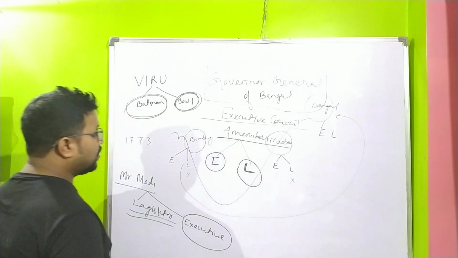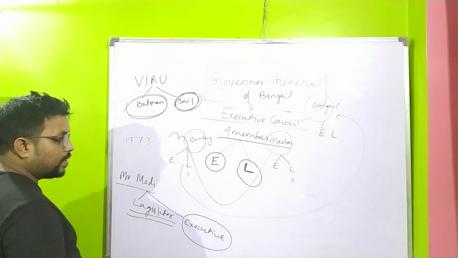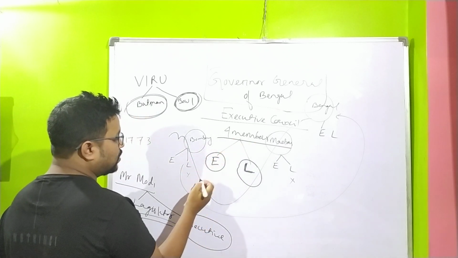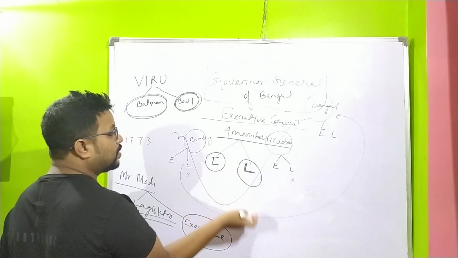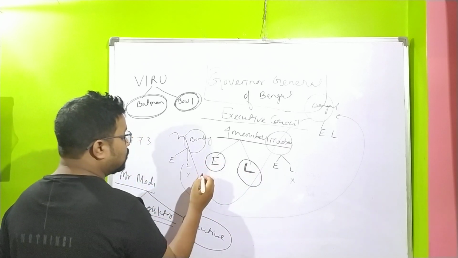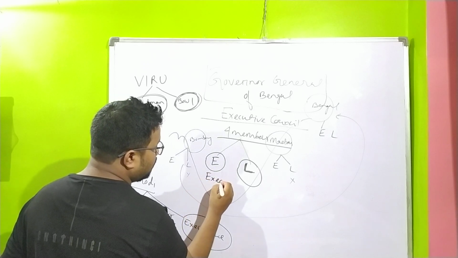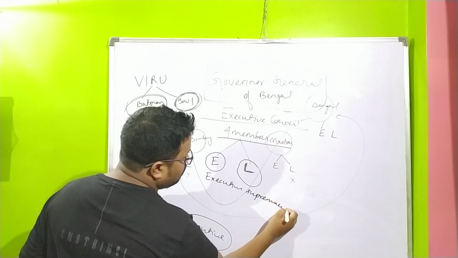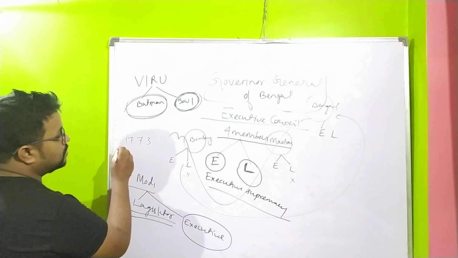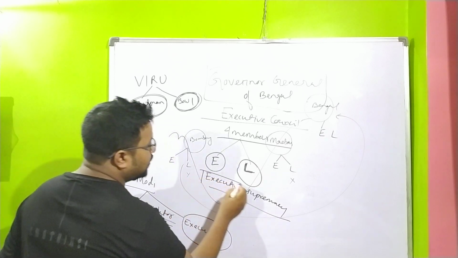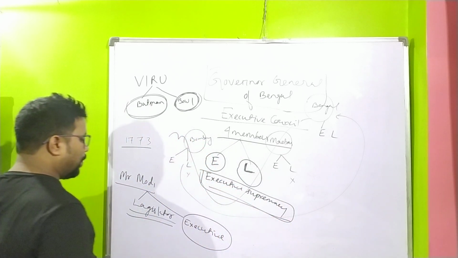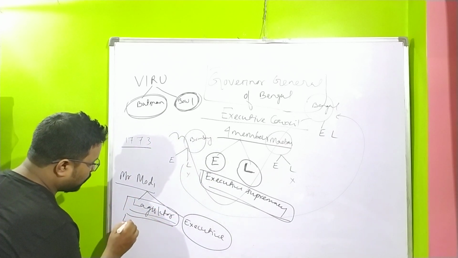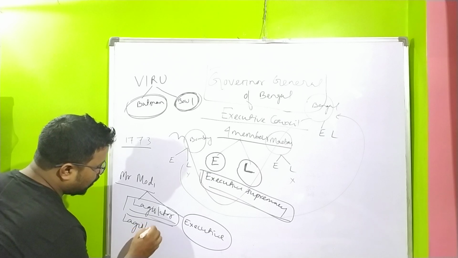So if we compare these two, what happened in 1773? These four members were executive, but they were performing the duty of legislator. So here it was executive supremacy. In 1773, we have observed executive supremacy, but in the present context, we have legislative supremacy.